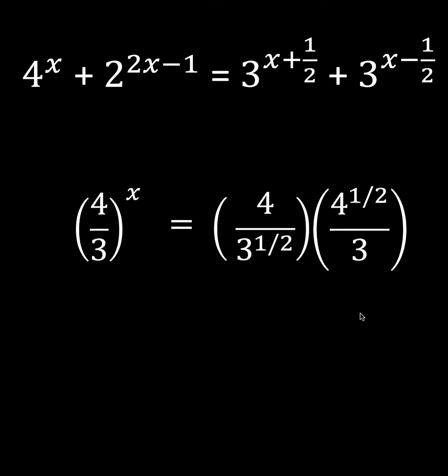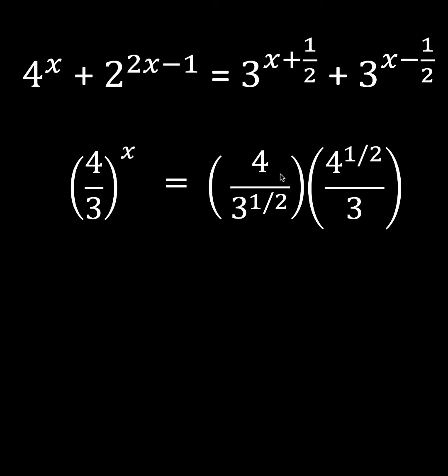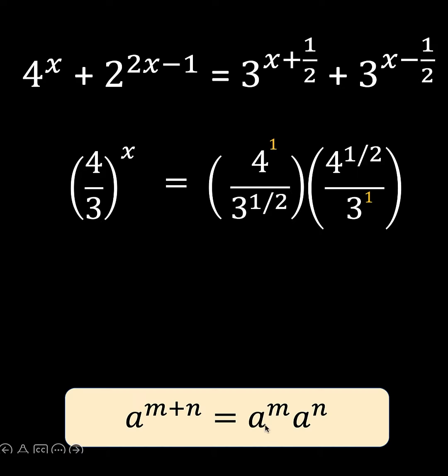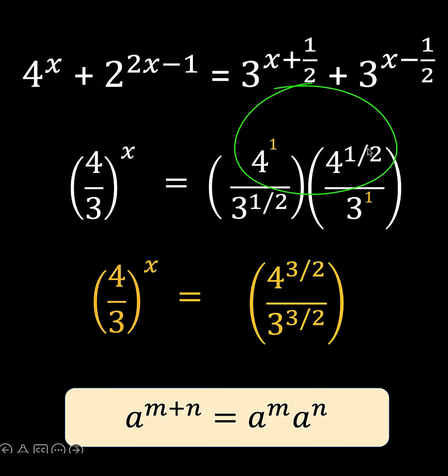So let's continue. When a number has no exponent, it's implied that the exponent is 1. And then applying now this property, that is the product a raised to m times a raised to n, that is 4 raised to the first times 4 raised to 1/2, that is equal to the common base a raised to the sum 1 plus 1/2. And so let's write that. 1 plus 1/2 is 3/2. We copy the common base 4. And then here, 3 raised to 1/2 times 3 raised to the first, we copy the common base 3, and we add 1/2 plus 1, which is also 3/2.